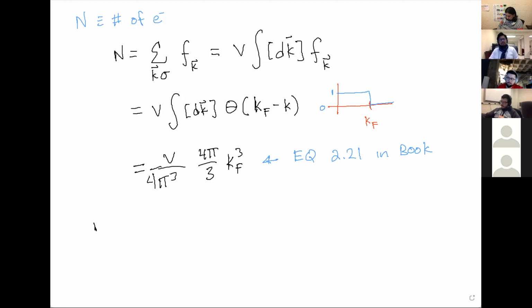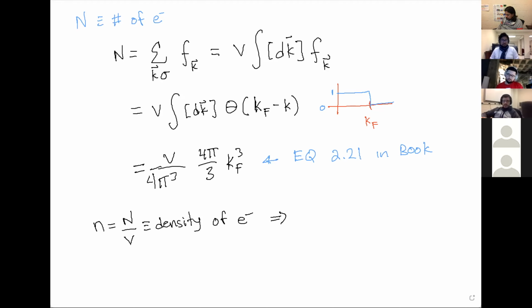You can also talk about little n, which is the density. So number of electrons divided by volume. And that means that this is the density of electrons. How many electrons are in your system? And what you see here is that this density is related to kF. Because big N is related to kF, little n is also related to kF.